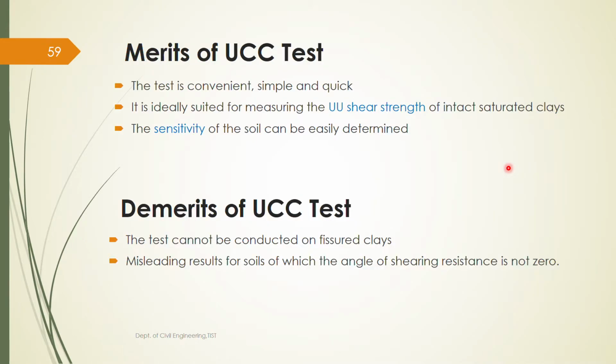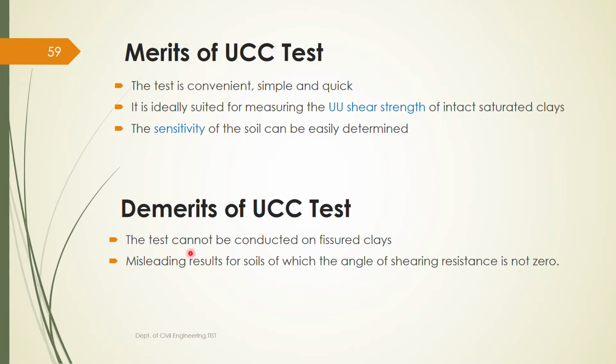Now, what are the merits and demerits of the UCC test? It is very convenient and simple. It can be conducted very quickly. It is very much suitable for determining the unconsolidated, undrained shear strength of intact saturated clays, and also the sensitivity of the soil can be determined.